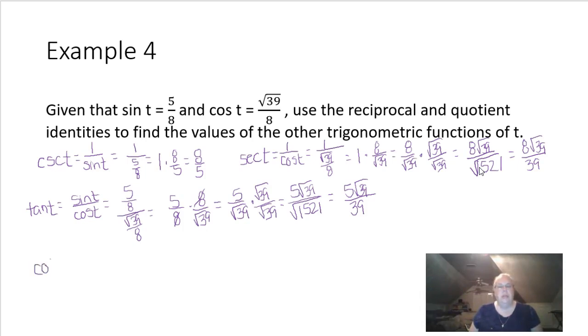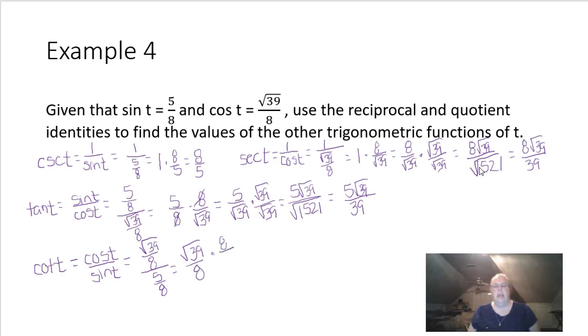Now, the cotangent, we have a choice. We can either use the reciprocal identity, which would be 1 over the tangent, or we can use the quotient identity, which is the cosine over the sine. And I think I'm going to do that one because it's going to save me a little bit of work to do it this way. If I did the reciprocal identity, I would end up having to rationalize the denominator. All right, our cosine, we have square root of 39 over 8. The sine, 5 over 8. This is going to turn into the square root of 39 over 8 times 8 over 5. The 8s will cancel. And we are left with the square root of 39 over 5 as our cotangent.